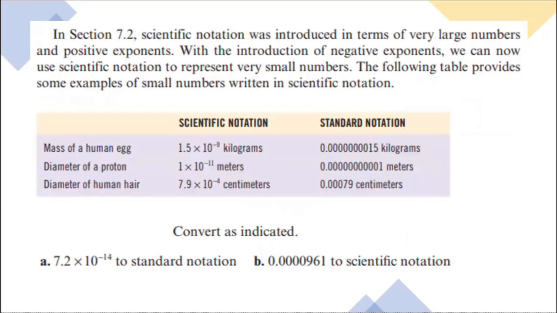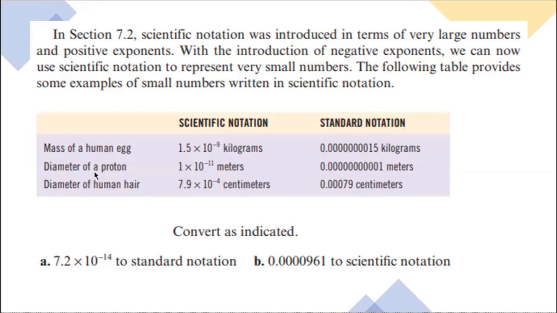In section 7.2, scientific notation was introduced in terms of very large numbers and positive exponents. With the introduction of negative exponents, we can now use scientific notation to represent very small numbers. The following table provides some examples of small numbers written in scientific notation. For example, the mass of a human egg. The scientific notation is 1.5 times 10 raised to negative 9 kilograms. Or in standard notation, it will be 0.00000000015 kilograms.